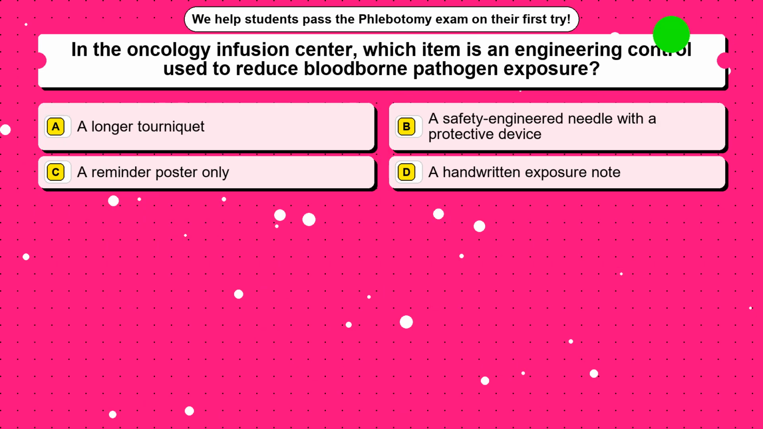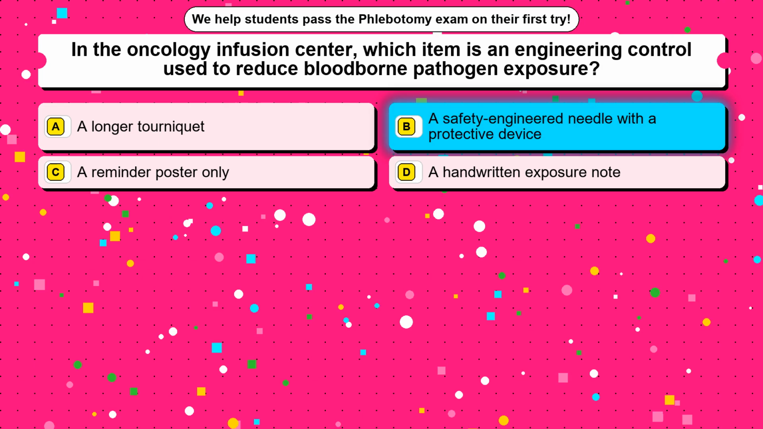Question 23. In the Oncology Infusion Center, which item is an engineering control used to reduce blood-borne pathogen exposure? Option A. A longer tourniquet. Option B. A safety-engineered needle with a protective device. Option C. A reminder poster only. Option D. A handwritten exposure note. The correct answer is option B.